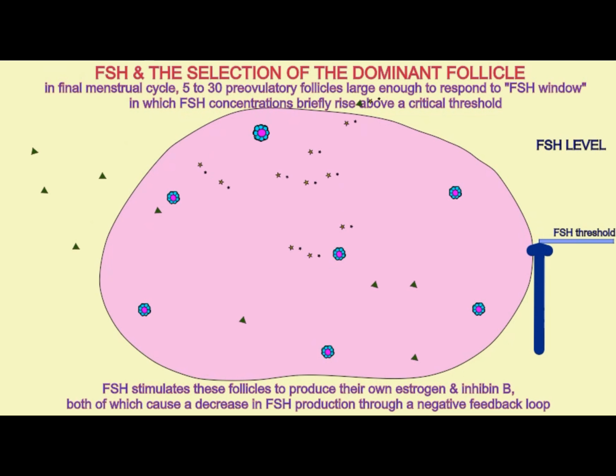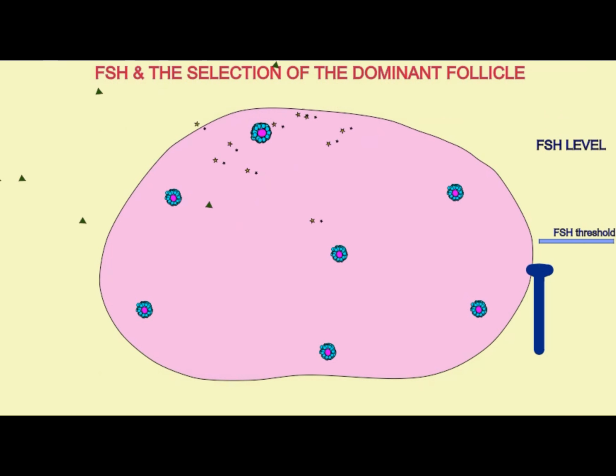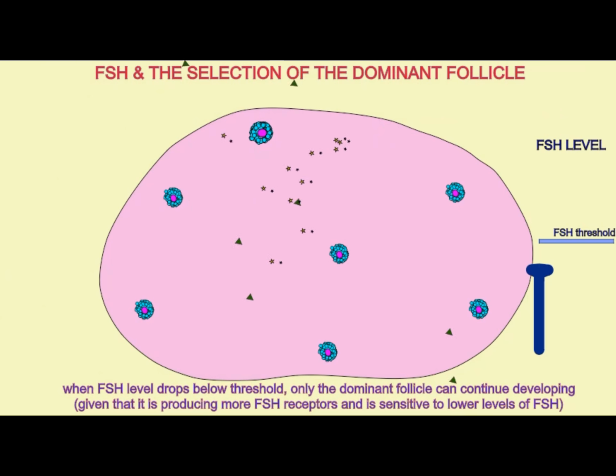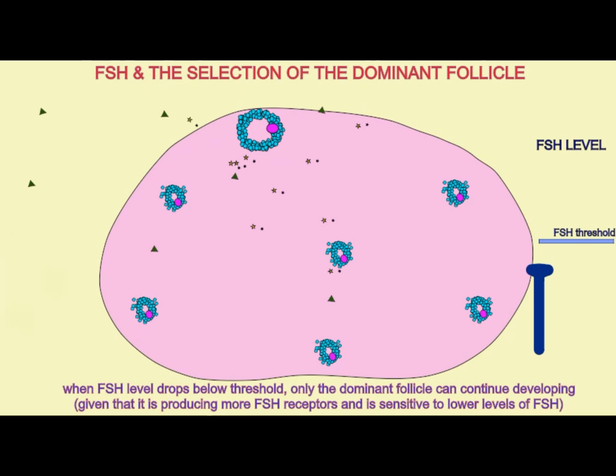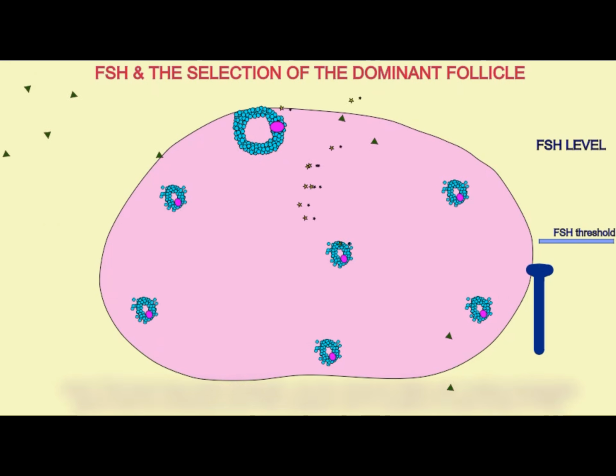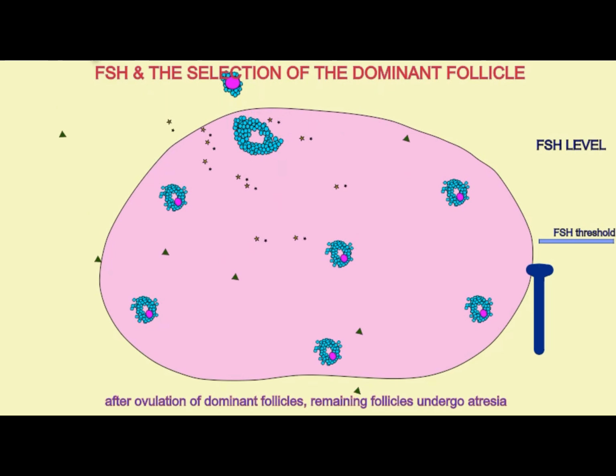then releases hormones such as estrogen and others, which then cause a decrease in FSH production. So there is one follicle which reaches a certain size before FSH levels start to decrease. As they decrease beyond this window, the others which had begun development will fail to develop completely, and after ovulation will undergo programmed cell death or apoptosis.